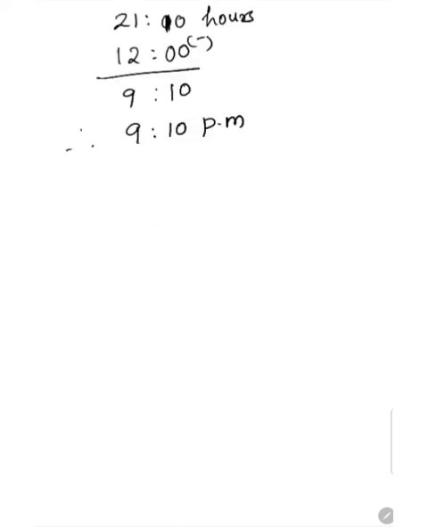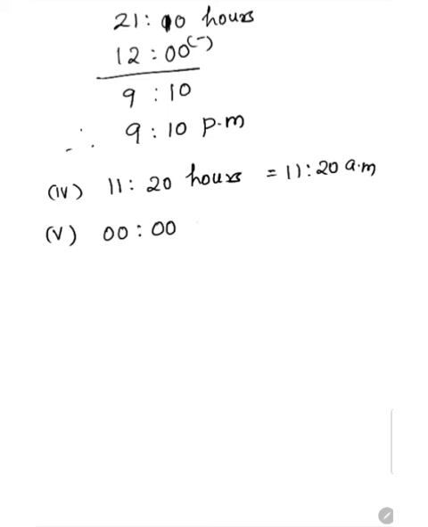The next one is 11:20 hours. It is also in a.m., so you can write 11:20 a.m. Then the last one is 00:00 hours. It is nothing but 12 midnight. You call this 0 hours, so 12 midnight.